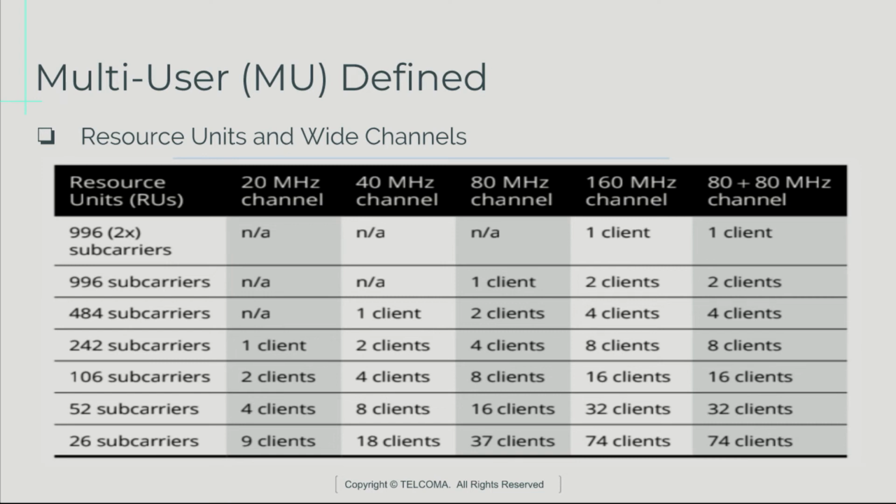Most real-world 802.11ax deployments will likely use 20 MHz channels with a maximum of 9 clients participating in multi-user OFDMA transmissions per transmission opportunity. The whole point of OFDMA is to make use of smaller subchannels.